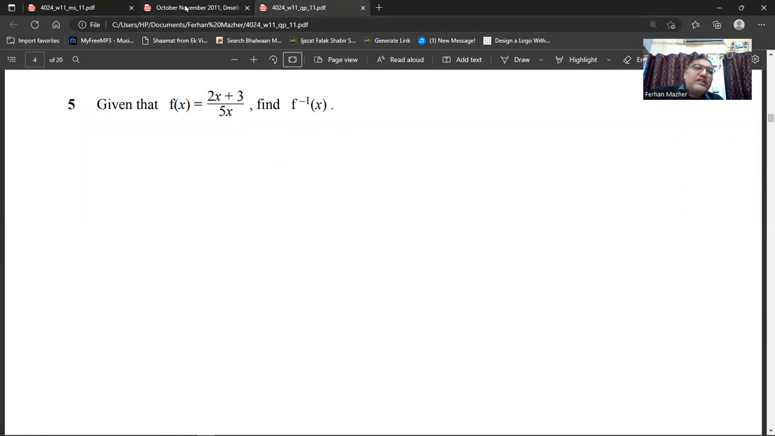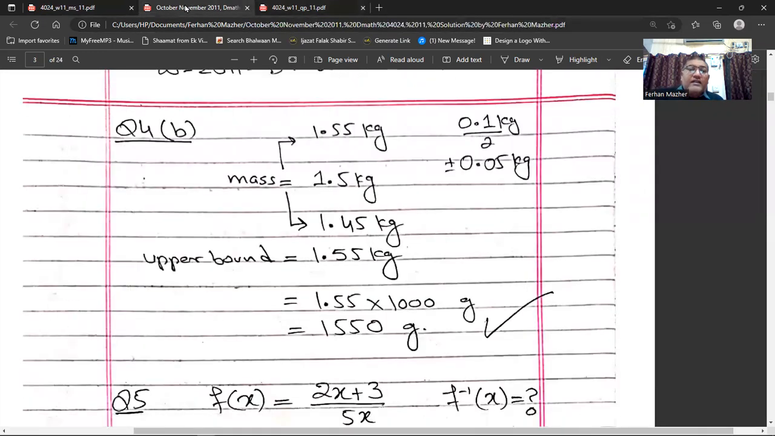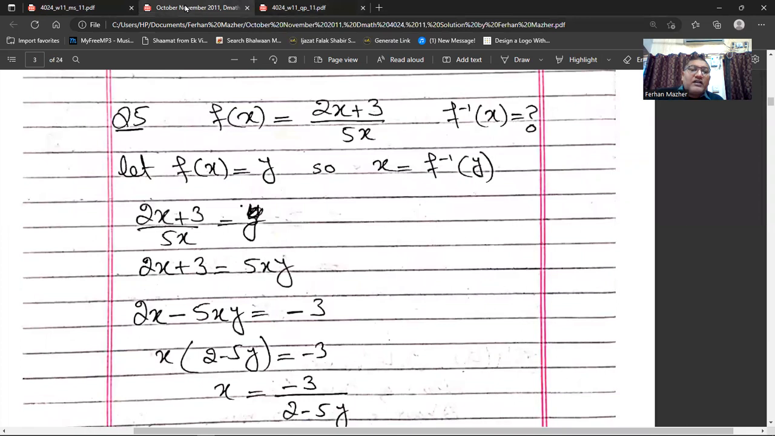Let me show you. I have written it. And here we go. Question number 5. So you will write here, let f of x equals y. So x will be equal to f inverse of y. In the place of f of x, I will put this formula. So (2x plus 3) divided by 5x equals y.